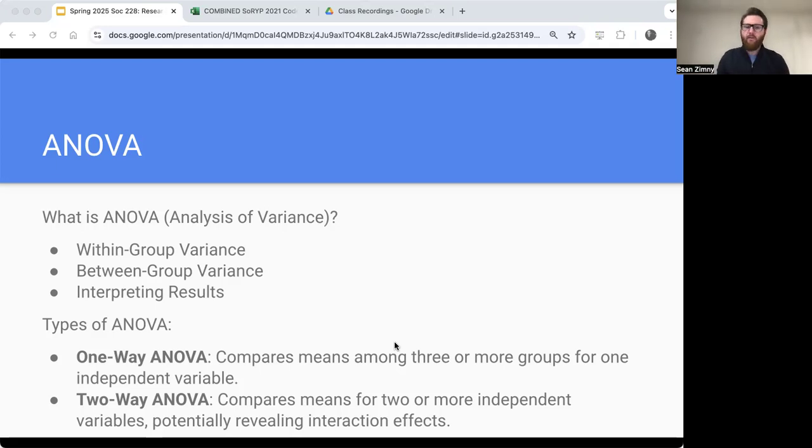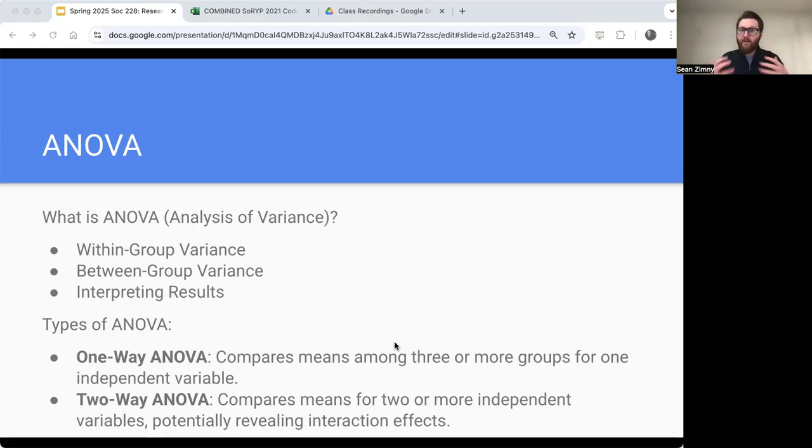Let me go over that again, just so it's clear. We have a null hypothesis going into this and a test hypothesis going into it. The null hypothesis is that there is no difference. There is nothing going on here. The test hypothesis is that there is an impact here. There is some sort of difference. There is some sort of impact from the independent to the dependent variable.